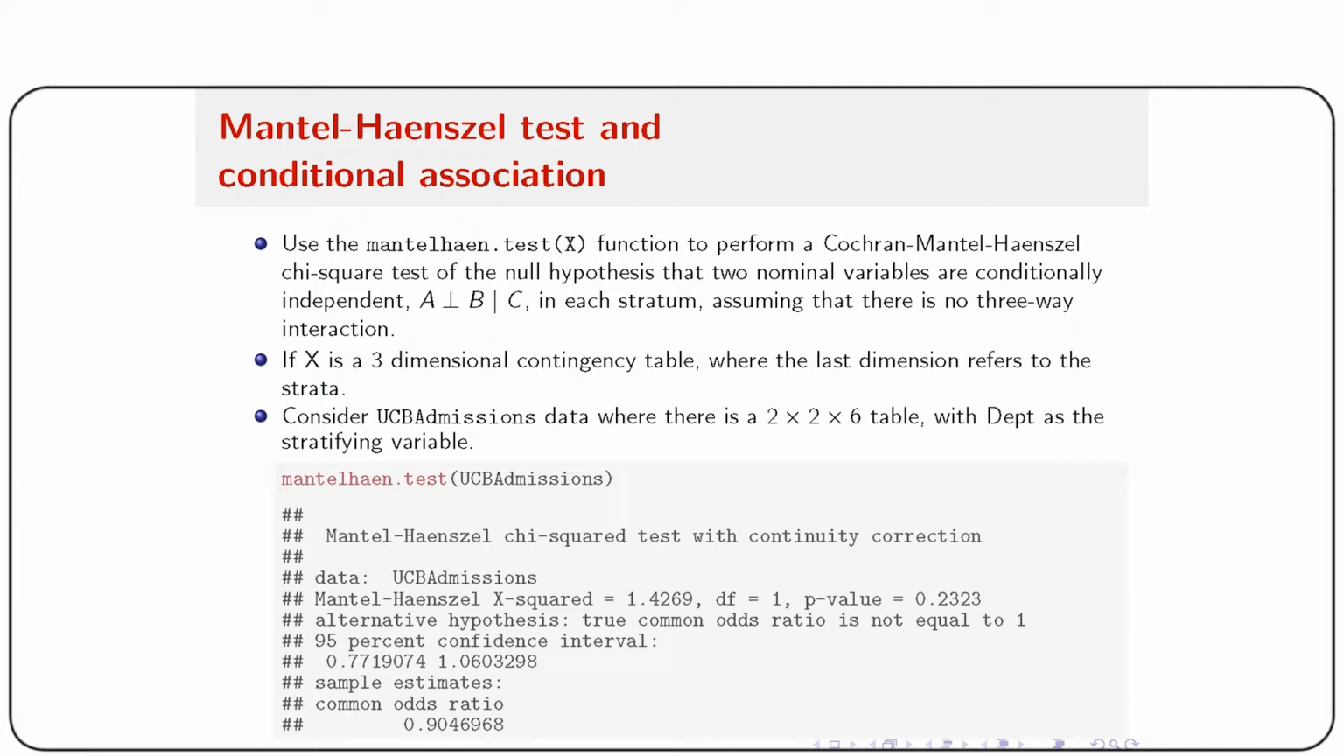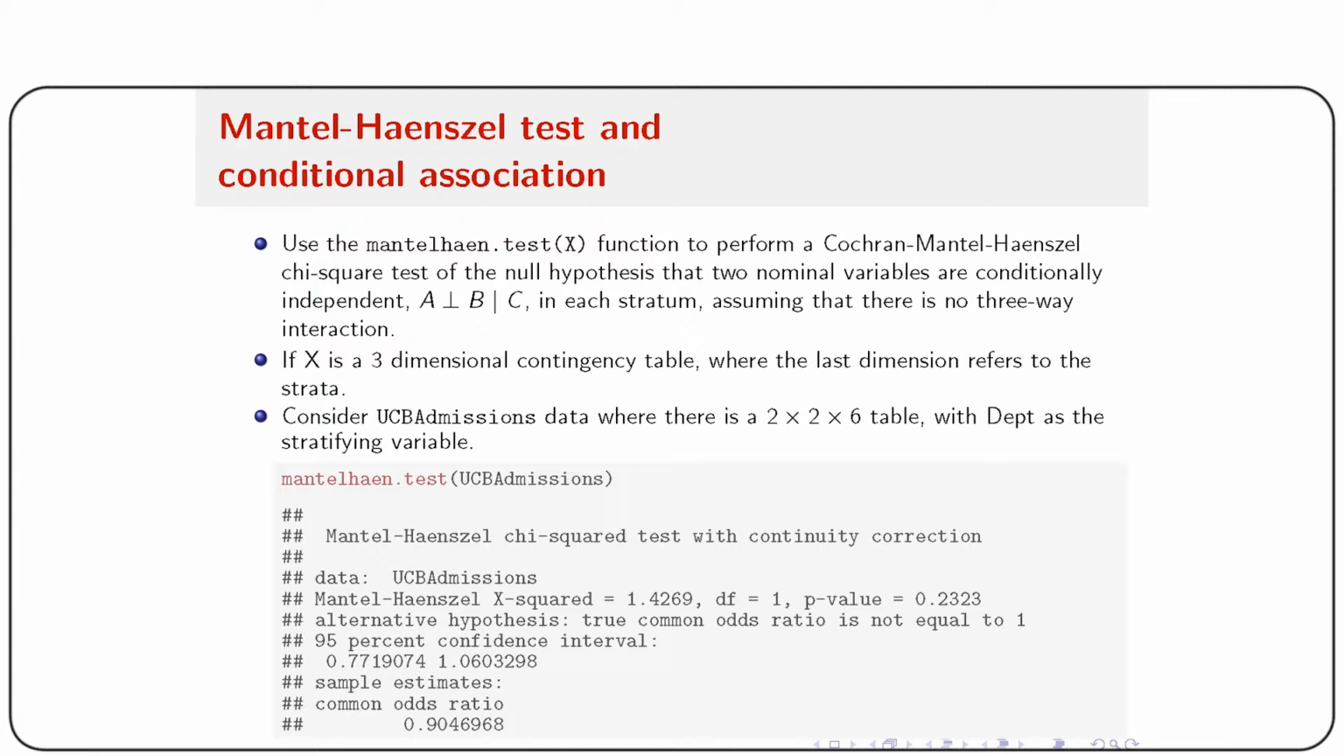Consider UCB admission data, where there is a 2x2x6 table with department as the stratified factor. So you can use that data just to get the idea about the data. You just type UCBAdmissions. That will give you the structure of the data that is entered here. Now you just pass that UCBAdmissions object through the mantelhaen.test function, and that will give you the Mantel-Haenszel chi-square value, degrees of freedom, and p-value, along with the 95% confidence interval of the odds ratios and the common odds ratio.